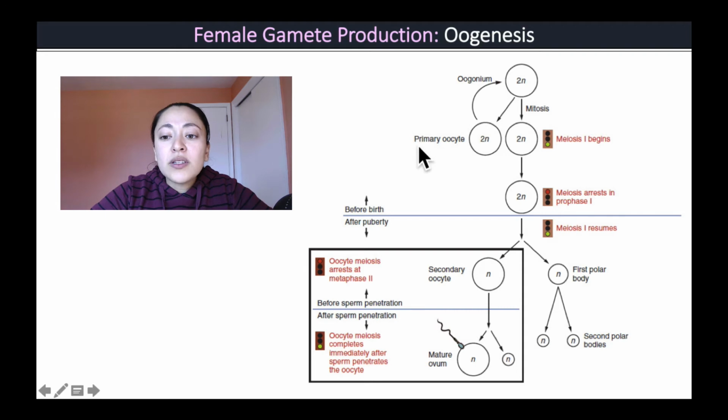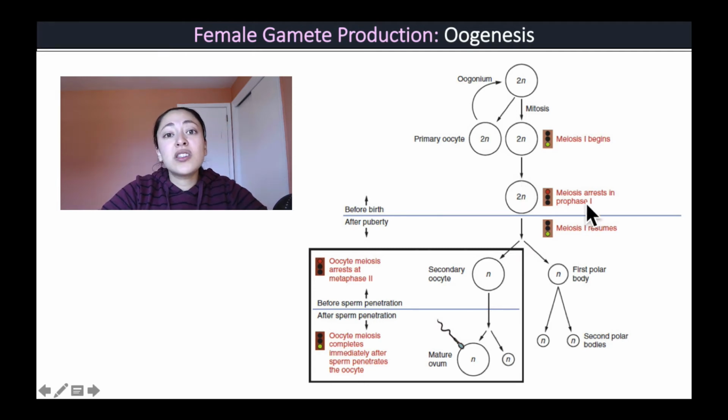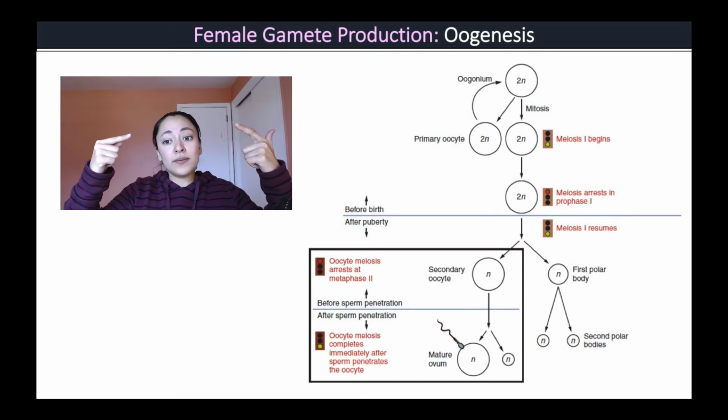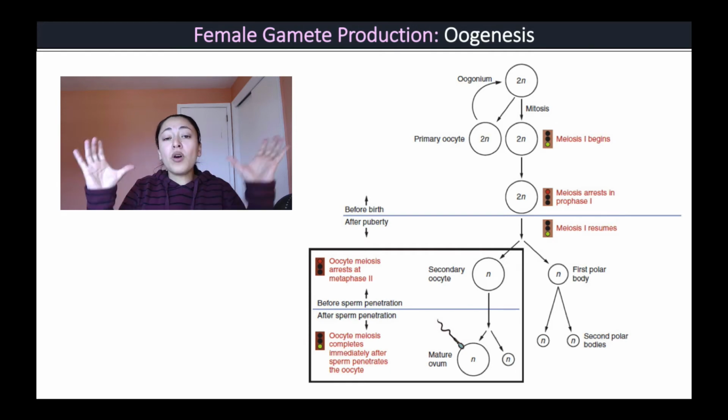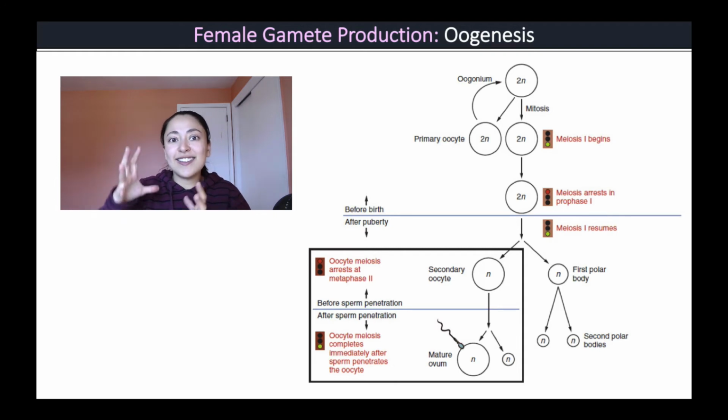The primary oocytes will then undergo meiosis 1. However, they'll start to go through cell division and then they'll stop. They'll pause at the beginning of meiosis 1 in a stage called prophase 1. So before birth, if you're female, you're born with a whole bunch of primary oocytes inside of your ovaries, and they're arrested until you go through puberty.